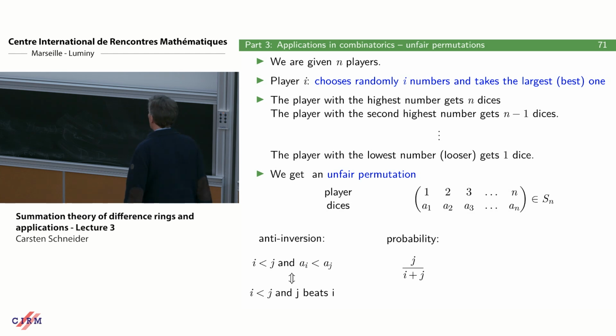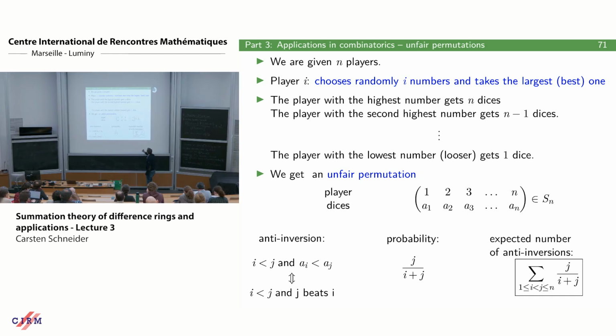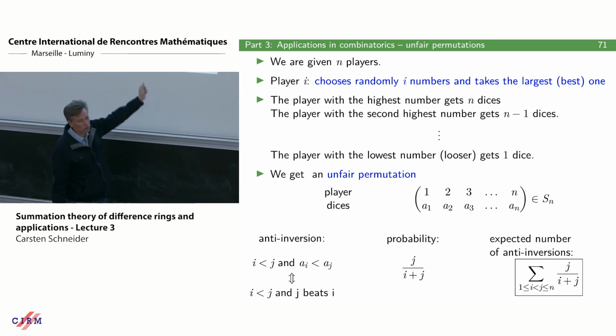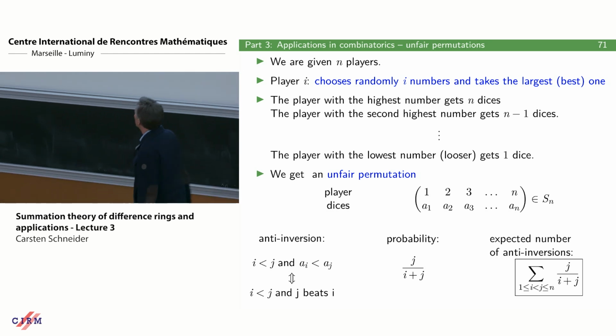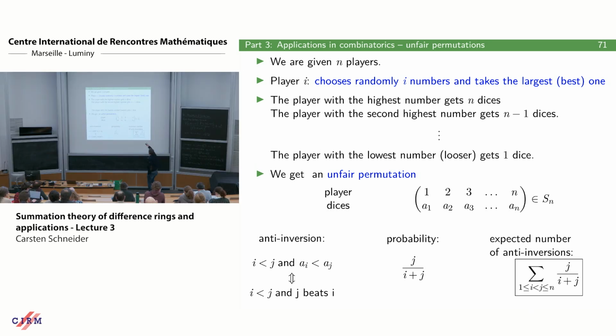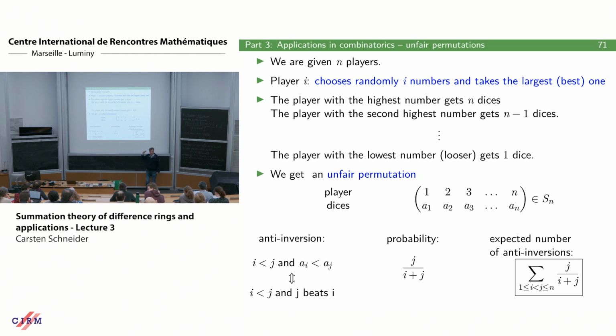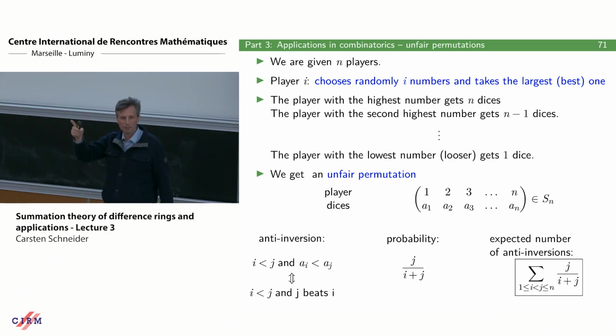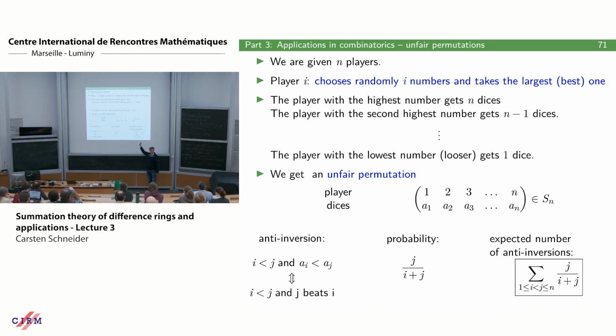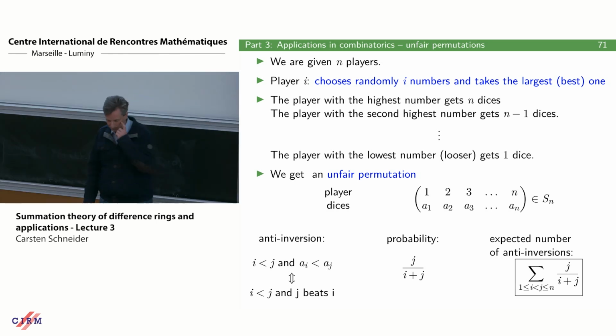Okay. And when you are interested in the expected number of anti-inversions, where j beats i, well, then you sum over the probabilities in all these pairs, i smaller than j. That's the expected value. For the fair permutations, it's easier, then you have here just 1/2 because each player is equally likely to win, okay? And there are n times n minus 1 tuples, so it's n times n minus 1 divided by 2. This would be the fair permutation. This is the unfair permutation.